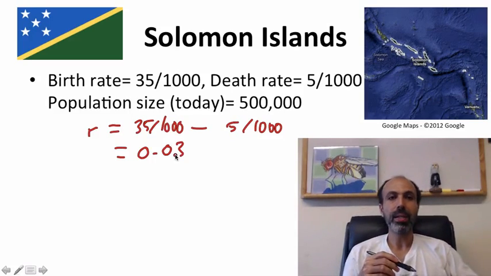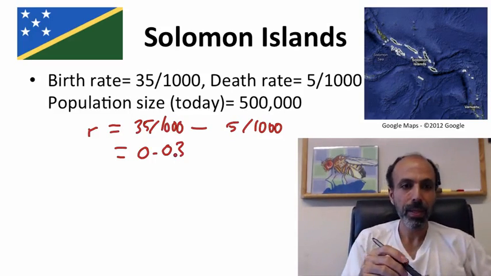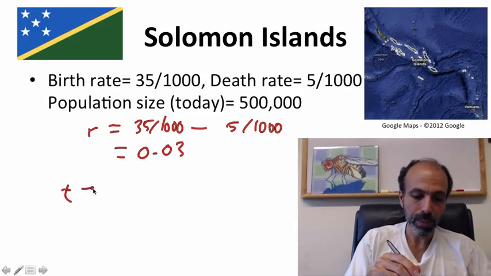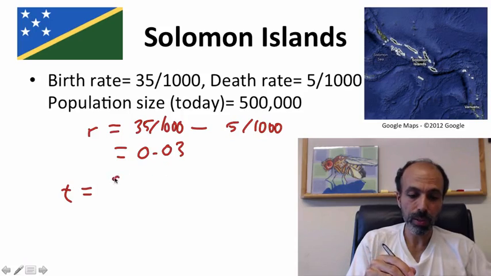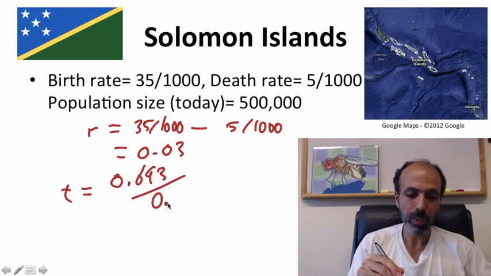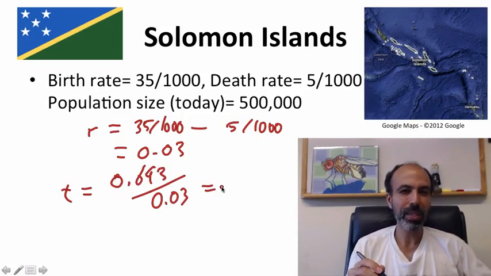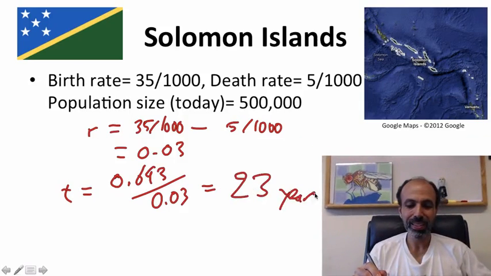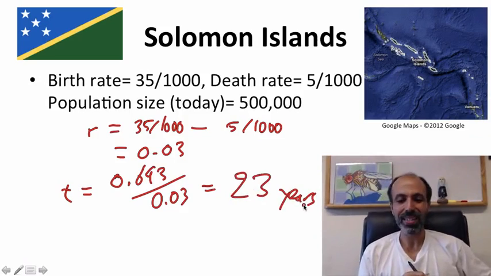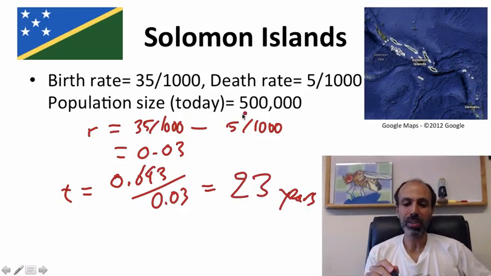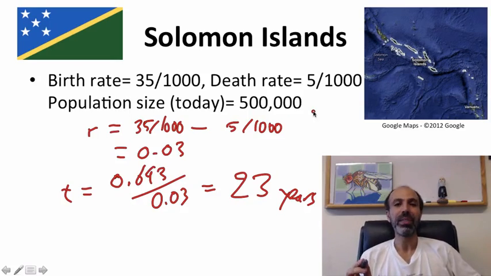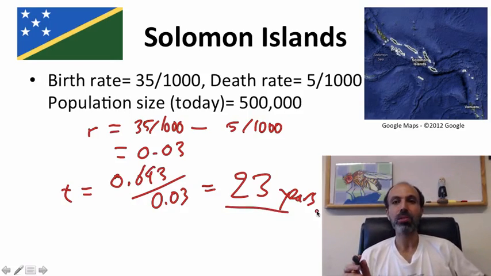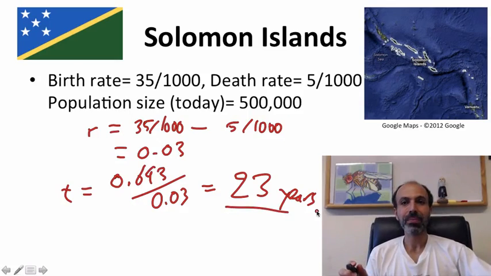So when we want to calculate the doubling time, t would equal 0.693 divided by R, 0.03, which in this case comes out to 23 years. That's really dramatically fast, isn't it? That's changing the population on these islands from 500,000 to a million. So you're doubling the population size in 23 years.